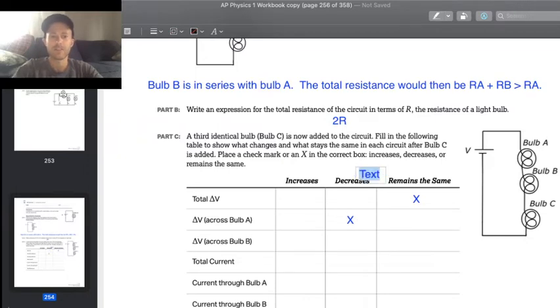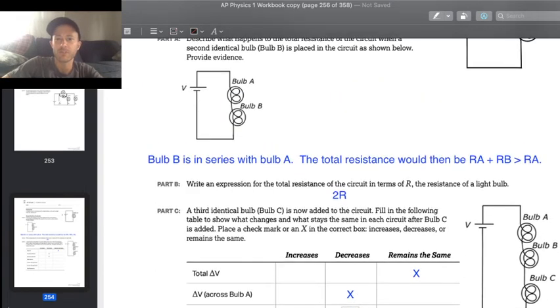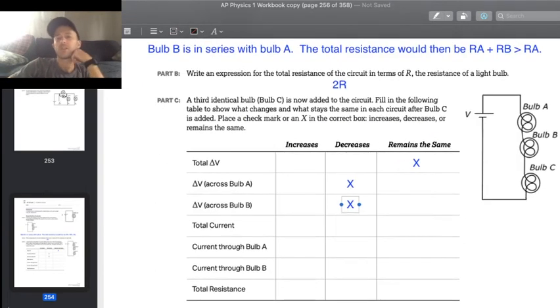And similarly, the voltage across bulb B is going to decrease, because it's also going to go from half the voltage to a third of the voltage of the battery. What's happening to the total current? Well, we added an additional resistor in series, so the total current is going to go down, because we increased the resistance.